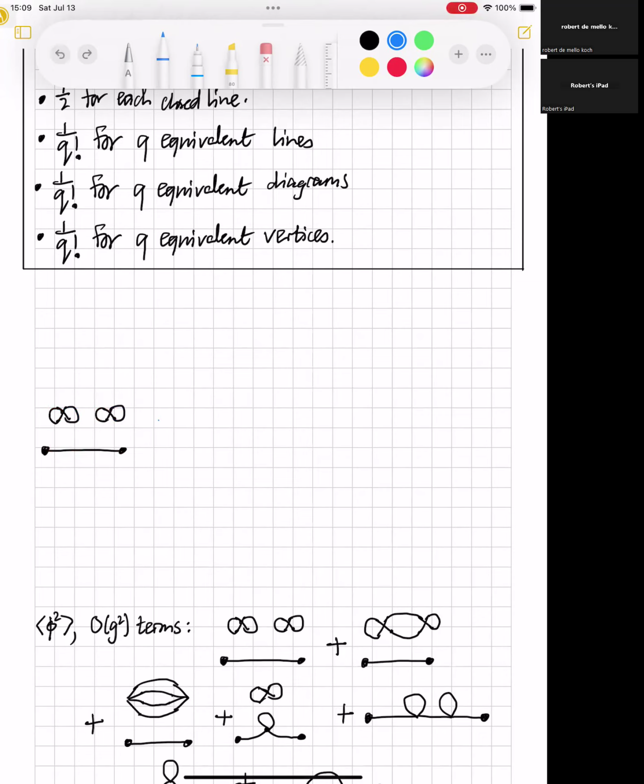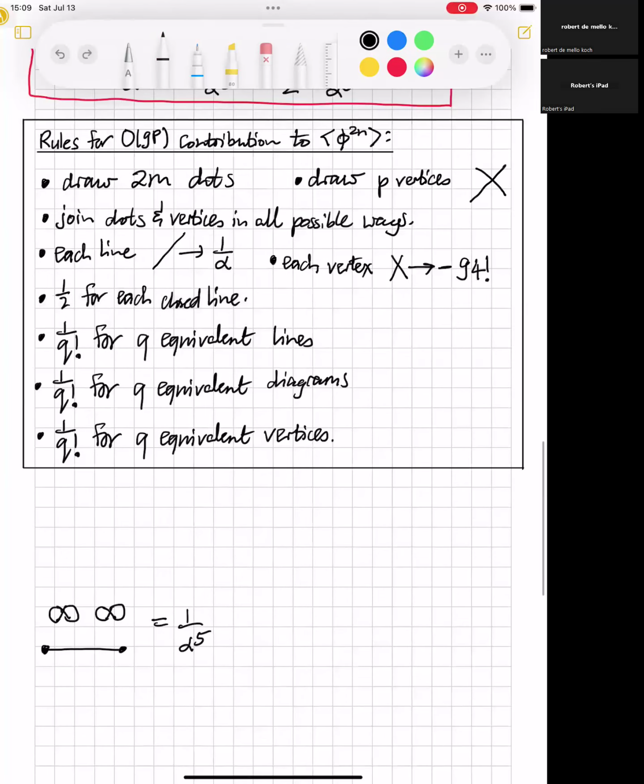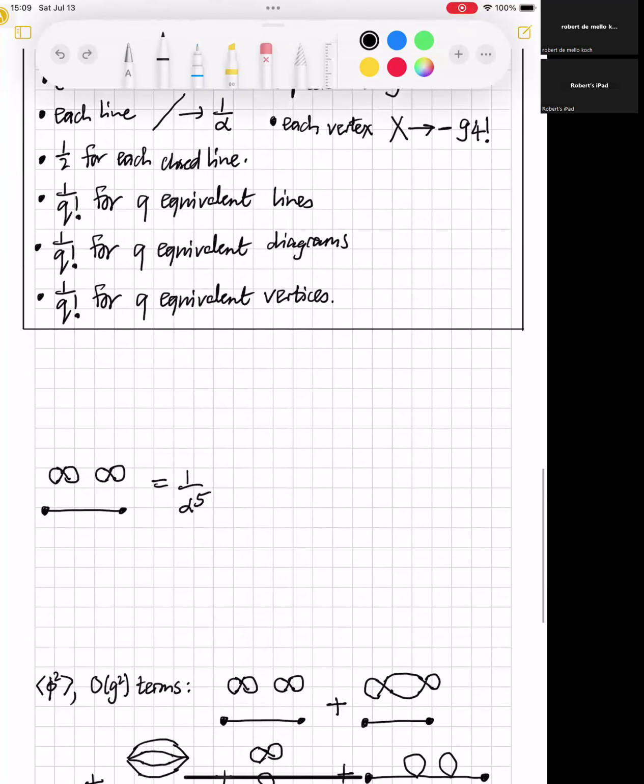So we will start off with 1 over alpha to the 5. Then how many vertices are there? Well, there's one vertex there, one vertex there. So this diagram has a total of 2 vertices. For each vertex, the rule is minus g times 4 factorial. So we'll have a minus g squared and a 4 factorial squared. Now remember, 4 factorial is just 24.